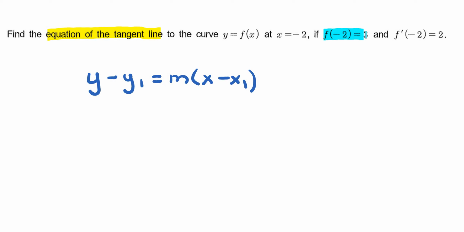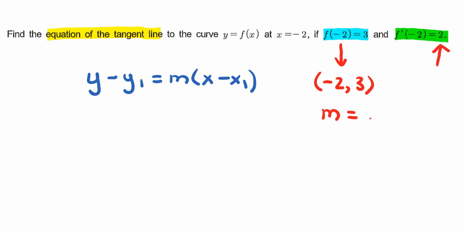So f of -2 equals 3. What that really means is that this is the point (-2, 3). And then I'm also given that f prime of -2 equals 2. What that means is that the slope when x equals -2 has a value of +2. So m equals 2. And then from there, we're pretty much done, because when we're solving tangent line questions, you just need to find the values for y1, m, and x1. So let's go ahead and finish off the problem now.